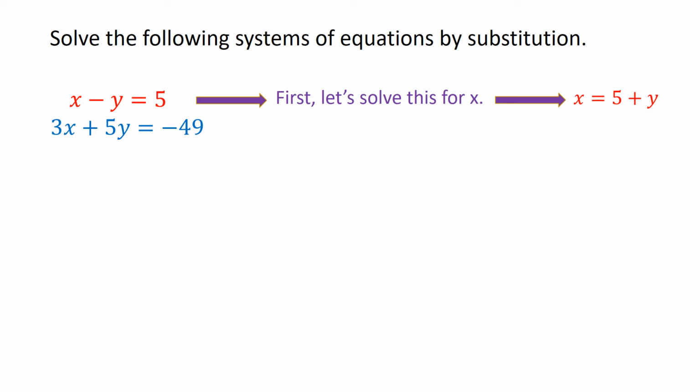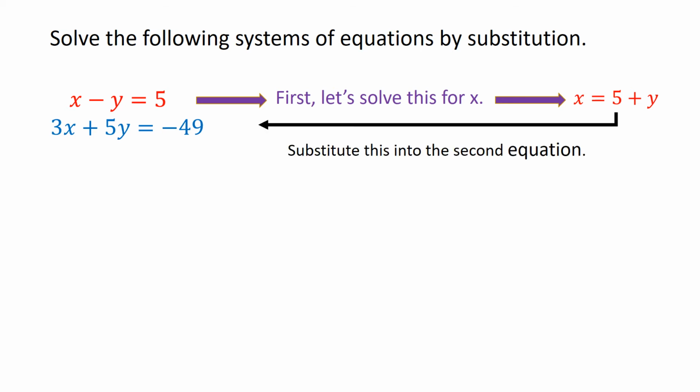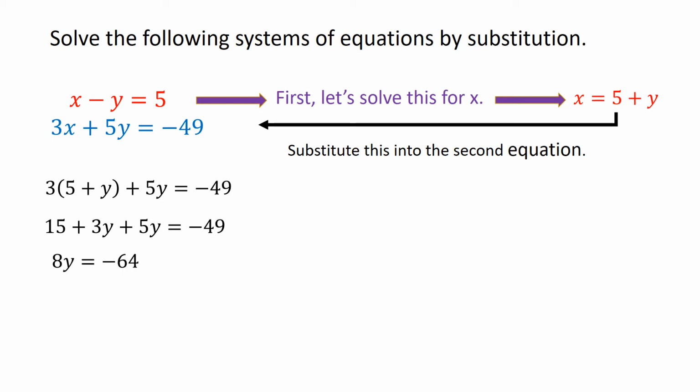Next, I substituted 5 plus y in for x into that second equation. So I have 3, remember, x is now 5 plus y, so 3 times 5 plus y, plus 5y equals negative 49. That gives me 15 plus 3y plus 5y is negative 49. So 8y is negative 64, meaning that y is negative 8.